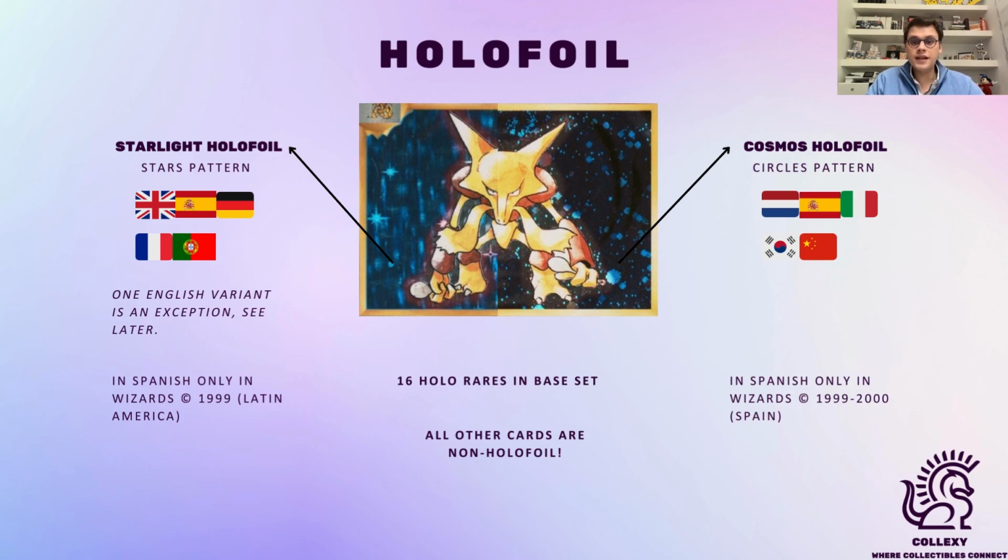On the other hand, on the right-hand side, we have the Cosmos holofoil pattern, which is a pattern of circles and which was printed in the languages Dutch, Spanish, Italian, Korean, and Chinese. These patterns were, for the Spanish language, only included in the cards that had a copyright date from 1999 to 2000, which is the Spanish print. These holofoil patterns are obviously only important for the 16 holo rares that are included in the base set. This does not apply to all the other cards, as these are deemed non-holofoil.